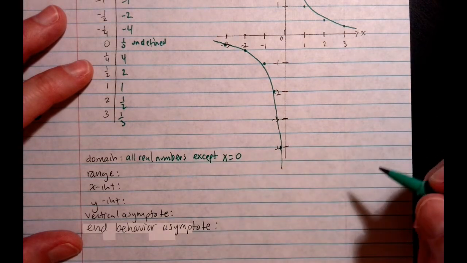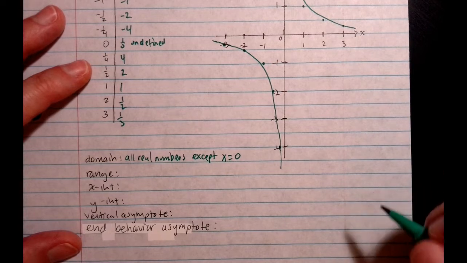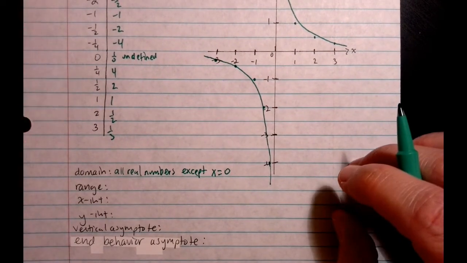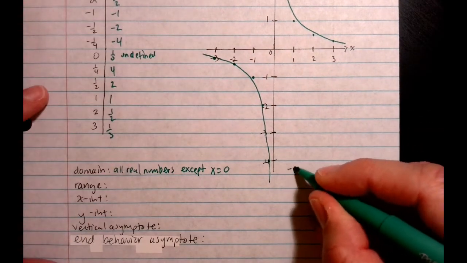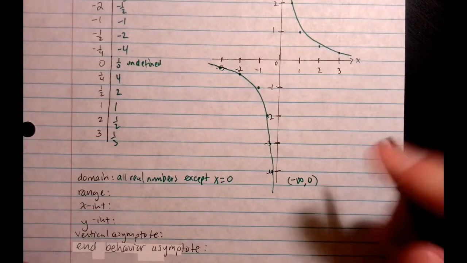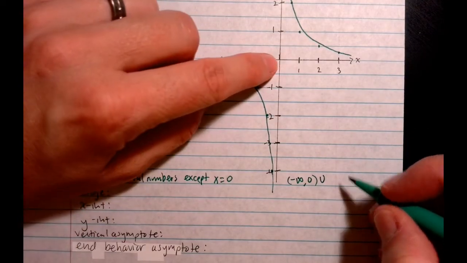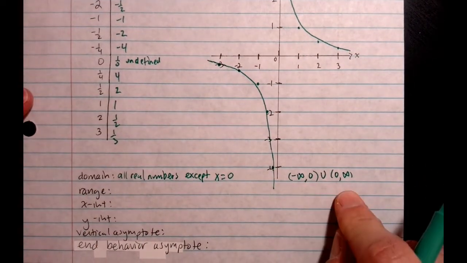Now, another way I can write it is using inequality or interval notation. Let's practice interval notation. So what I would say is from negative infinity up to 0, but don't include 0, right? We can't actually use 0 in our domain. Union, and then starting on this side, 0 to positive infinity. This is how I'd write the domain.